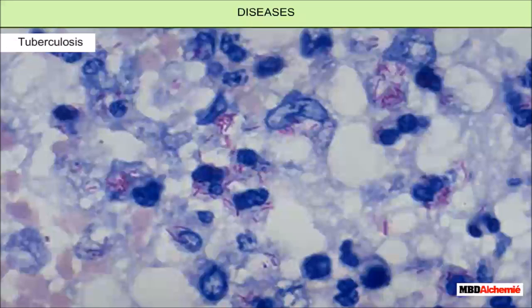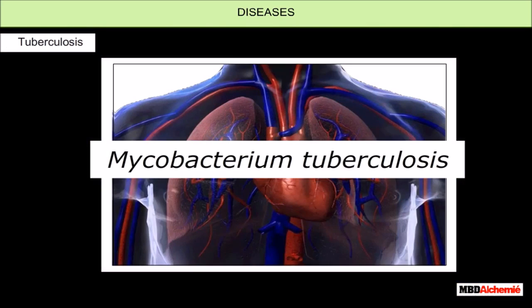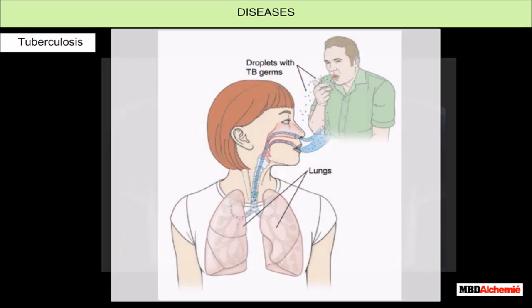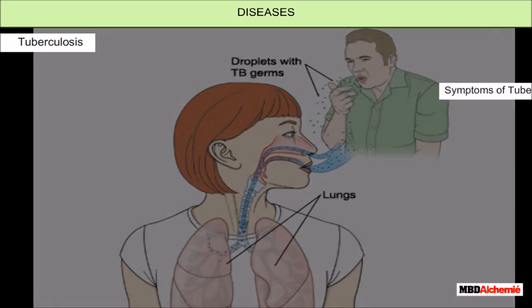Tuberculosis. Tuberculosis, or TB, is an infectious disease caused by a bacteria whose scientific name is Mycobacterium tuberculosis. A person can become infected with tuberculosis bacteria when he or she inhales minute particles of infected sputum from air. The bacteria get into the air when someone who has tuberculosis infection coughs, sneezes, and shouts.